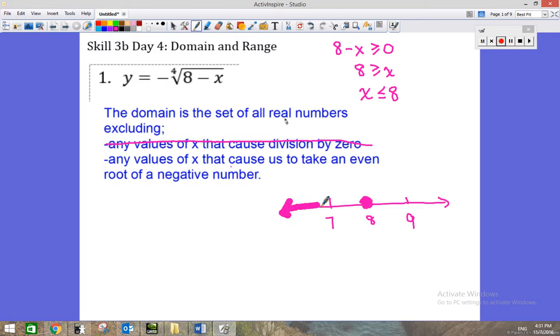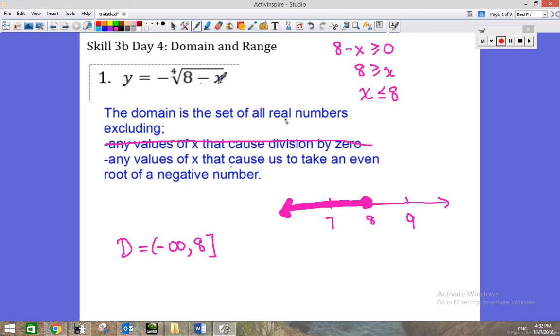So all of these values, if I pick those values, I will have an x that will relate to some y value. If I pick values like 9, I won't be able to relate it to any y value. If you plug 9 in here, 8 minus 9 is negative 1, and the fourth root of negative 1 is not a real number. It's a complex number. We're only working in the set of real numbers. So my domain is from negative infinity to 8. I never include negative infinity, and since that's a solid dot, I include 8.